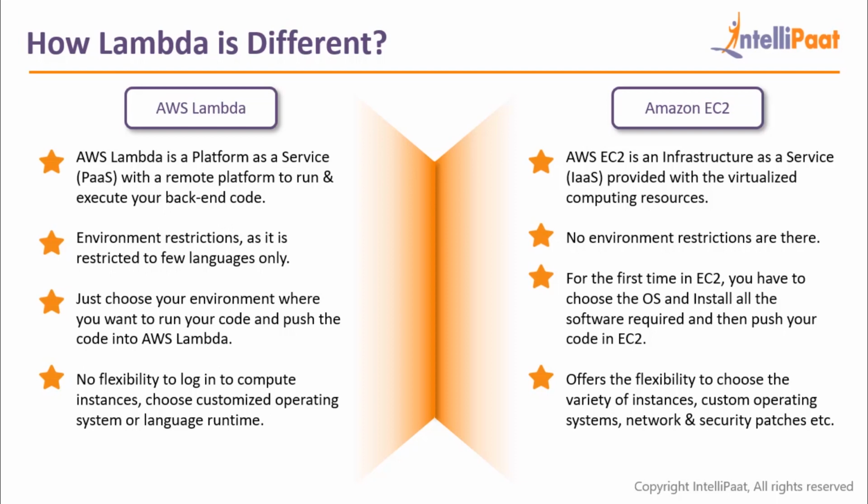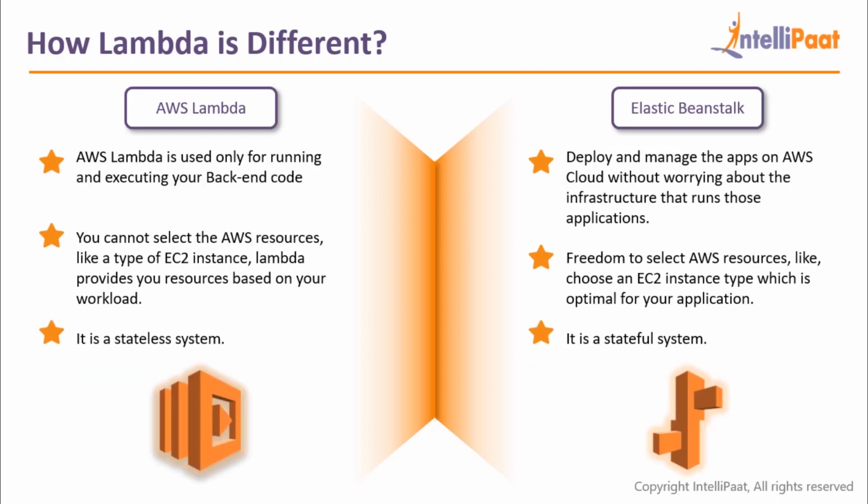Now let us discuss what distinguishes Lambda and Elastic Beanstalk. Let me start off with the first point. Lambda can only run your backend code, while Beanstalk can run your entire application without you worrying about the infrastructure which it runs on. Secondly, Lambda provides resources based on your workload, but in Beanstalk you have the flexibility to choose the instance type and other configurations. In Lambda you don't need to worry about any configurations or instance types. So the last difference is that Lambda is a stateless system and Elastic Beanstalk is a stateful system.